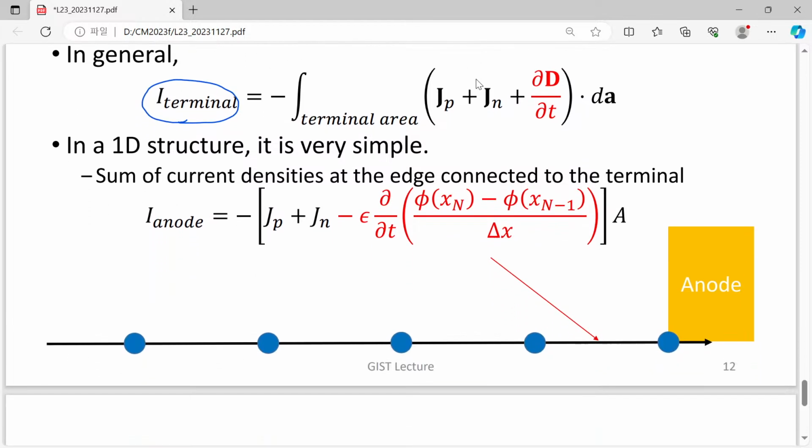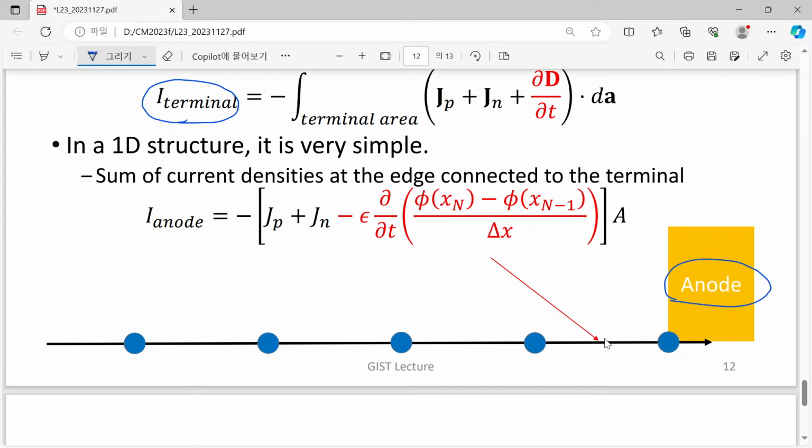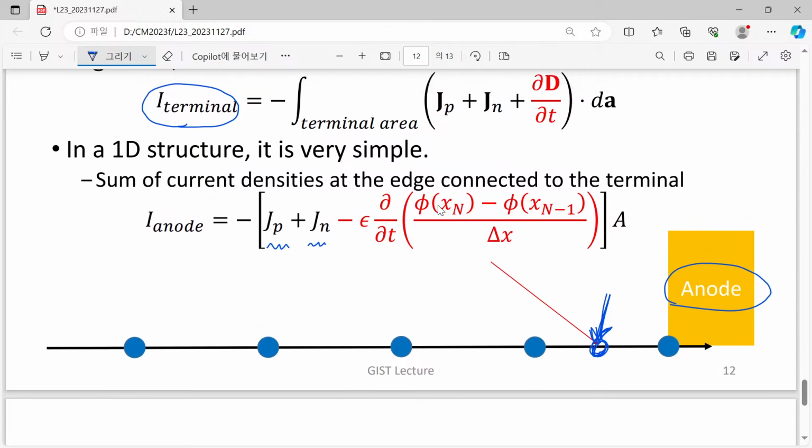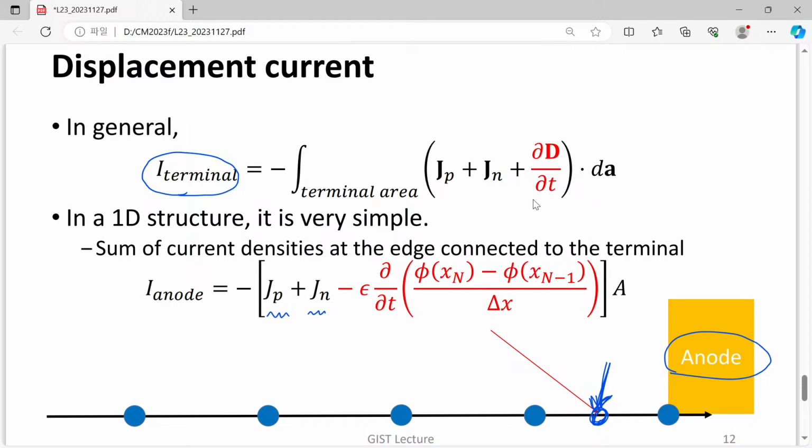Then how can you calculate this displacement current? Okay, if this is the O node, then of course we can calculate the current densities at the midpoint between these two neighboring components. So this midpoint of an edge is selected, and we have already done the calculation of the hole current density and electron current density. So the only remaining term is related to this displacement current vector. Then how can you calculate it?